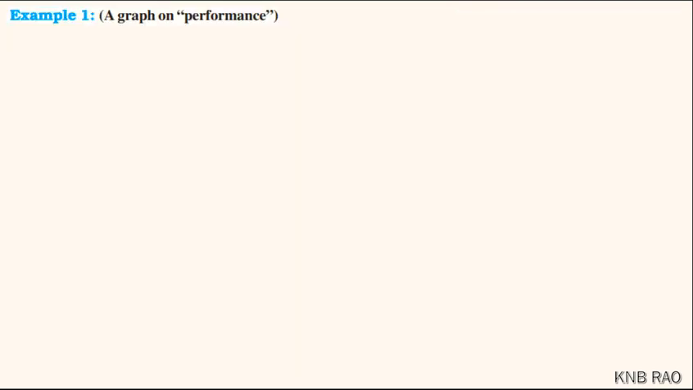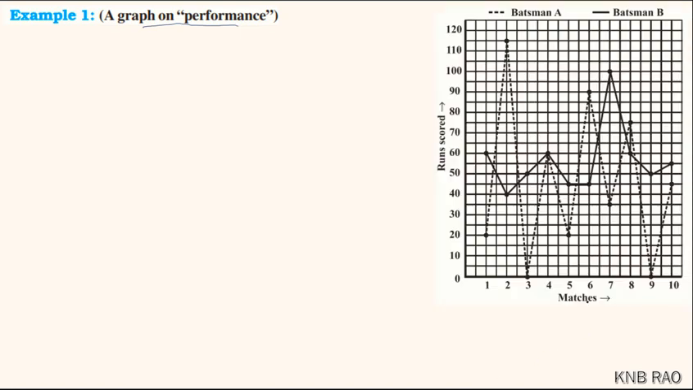Now moving further, I am giving you one example, example number 1, a graph on performance. What is this linear graph of performance? Now watch this linear graph of performance first. Could you make something of it? Can you read this graph? The dotted line represents batsman A. The unbroken, continuous line talks about batsman B.